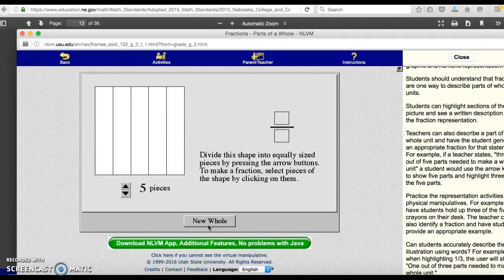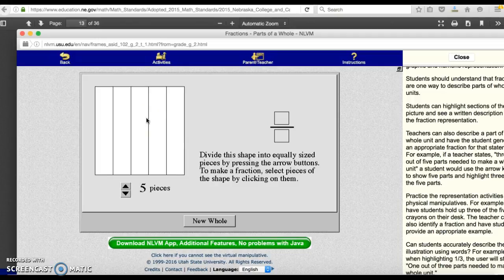Okay. All right, and this is something that I would definitely use in my classroom if I were teaching my kids parts of a whole. It's something that I could put on my Promethean panel, or I could just show on my Apple TV, or they could even use their iPads and go to this website and use the manipulative for themselves.